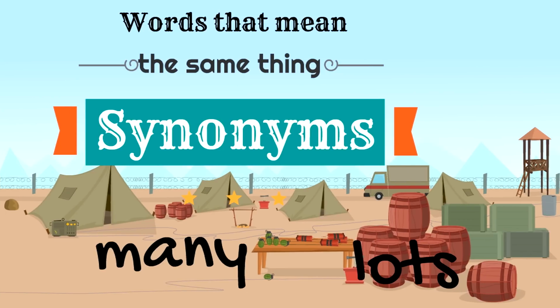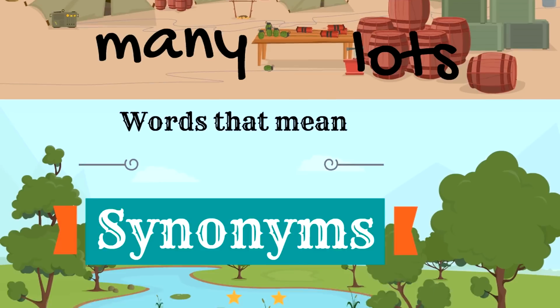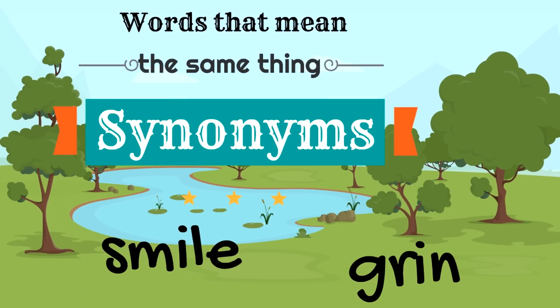The words many and lots, they mean the same thing. Words that mean the same thing are synonyms, so many and lots are synonyms. They mean the same thing. Look at these 2 words, smile and grin. Those words are words that mean the same thing. They're synonyms.